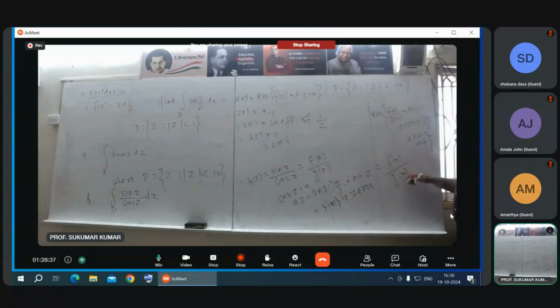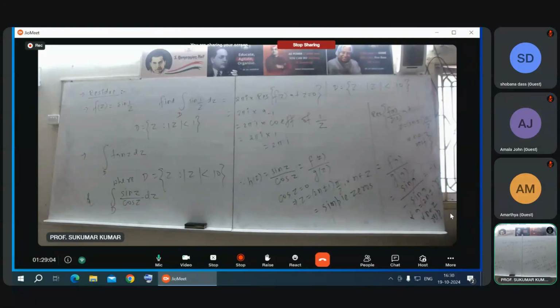f of a is cos z and the derivative is minus sin z. We can write it like this also: sin a by minus sin a. This only, no. What is a? For all a belonging to a equal to (2n plus minus 1) pi by 2, for all n belonging to integers respectively. Whatever a we choose, it will cancel. So minus 1.